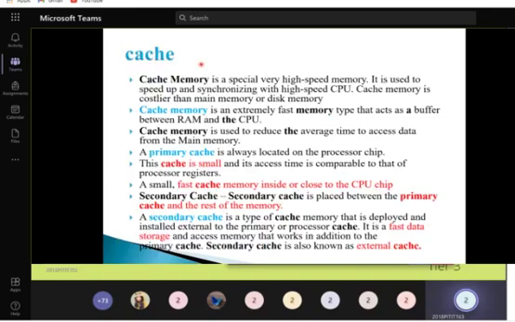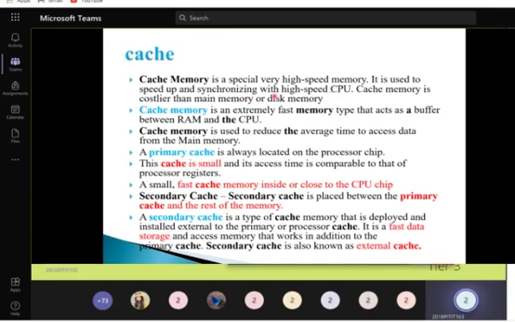So next is our cache, or cache memory. The cache memory is a special, very high-speed memory. Mainly it is used to speed up a particular process, and it synchronizes with the high-speed CPU. And this cache memory is much costlier than our main memory or disk memory.